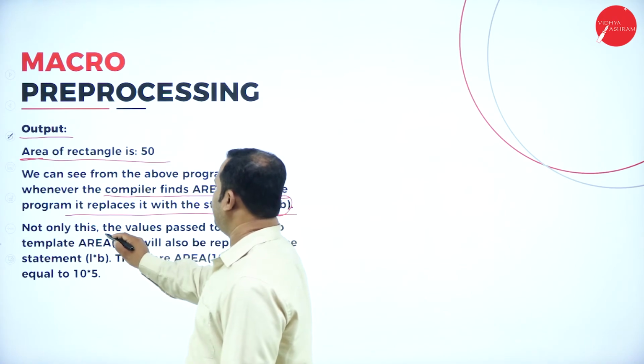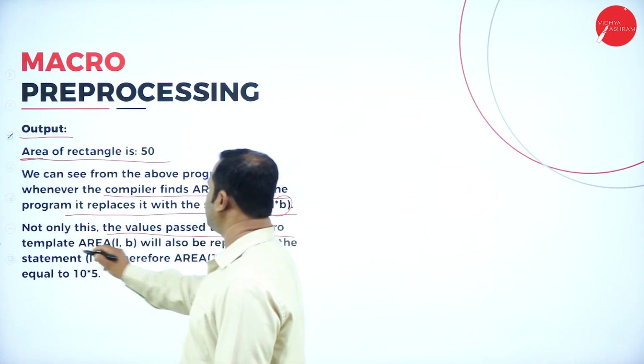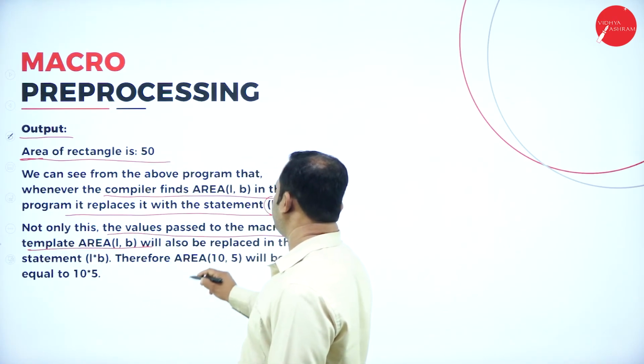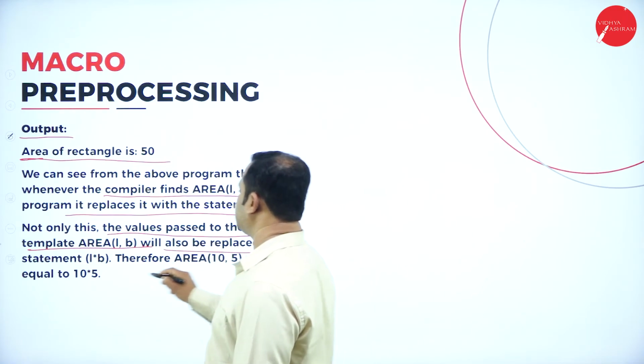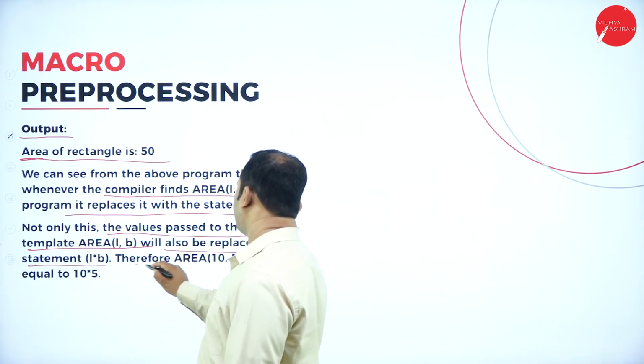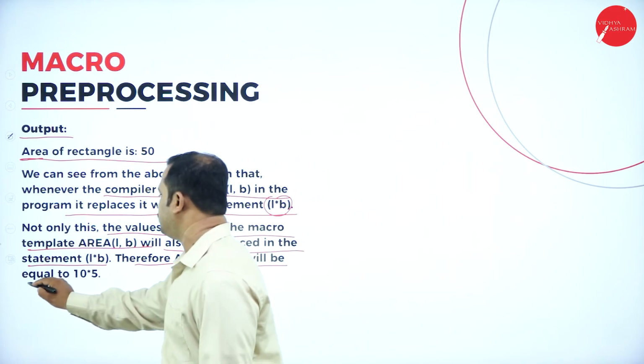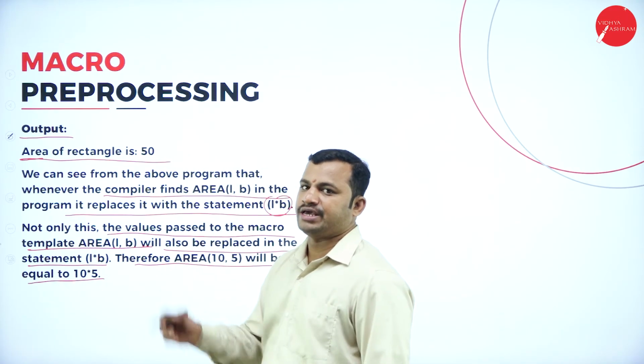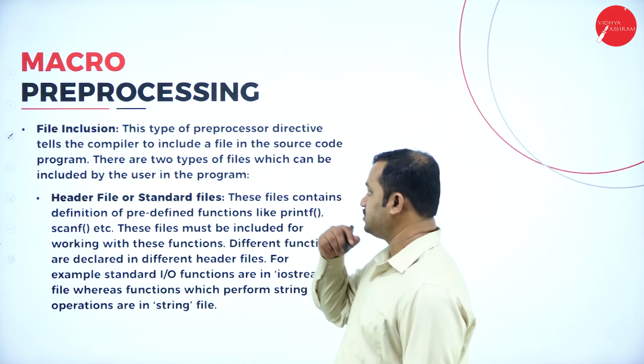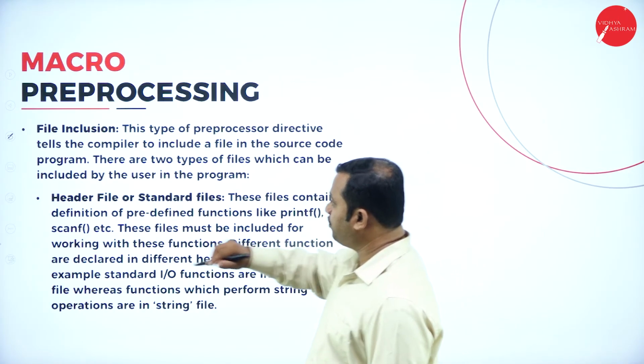Then the values passed to the macro template, that is area of L comma B, will also be replaced in the statement L star B. Therefore, area of 10 comma 5 will be equal to 10 star 5. The same thing which I explained right now. Next, we have the macro preprocessing.